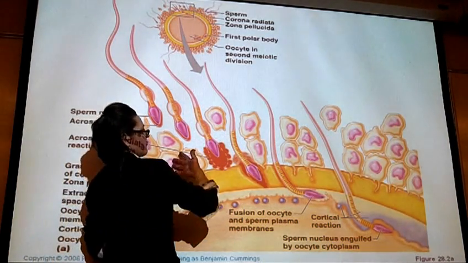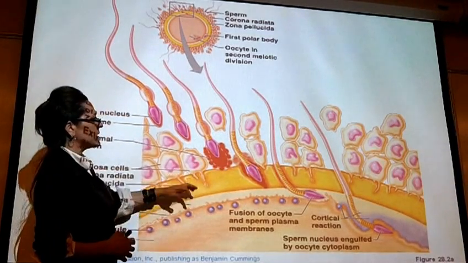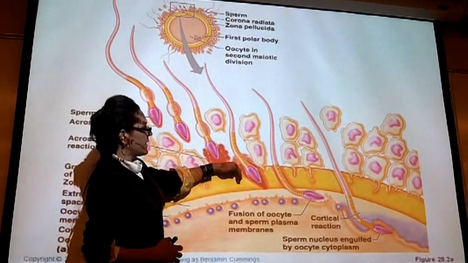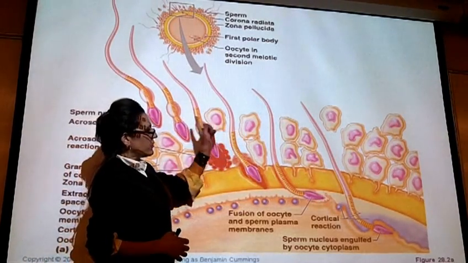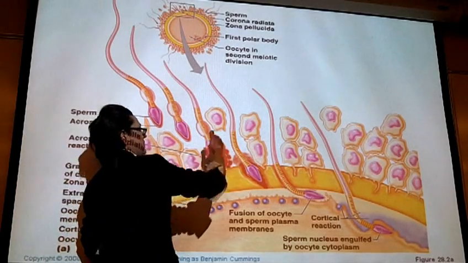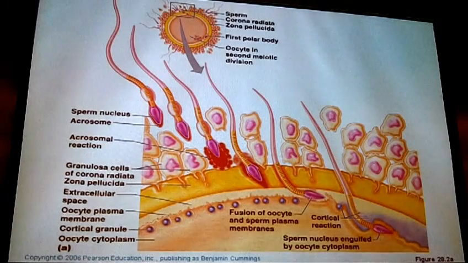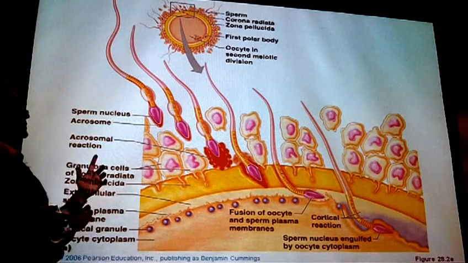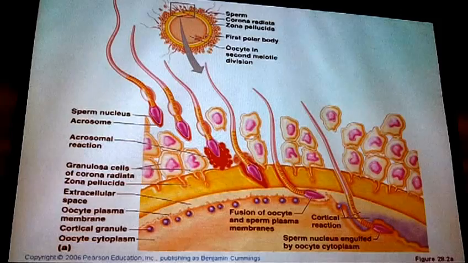And so you're going to have many sperm that are releasing their acrosomes, releasing those digestive enzymes, and those digestive enzymes are breaking through the corona radiata, and then getting through the zona pellucida layer, and you're going to have one sperm with its intact acrosome that actually makes it all the way into the oocyte. So all of the other sperm releasing their digestive enzymes are basically laying down a path so that one sperm with its intact acrosome can actually make it in.